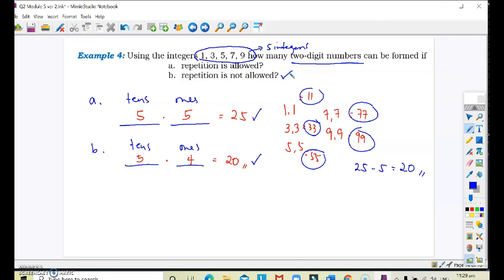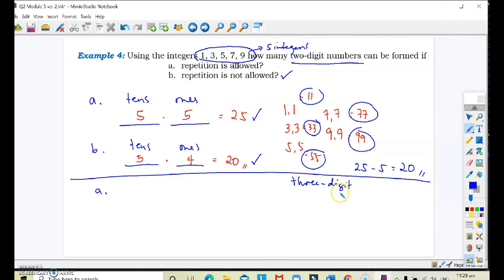Do you get that? So, let's try another scenario. What if we're asked to identify first a 3-digit number this time? But you're supposed to use the same numbers, 1, 3, 5, 7, 9. We're going to form a 3-digit number, and this time, let's answer letter A. We stick to that. Repetition is allowed. So we have the hundreds digit, the tens digit, and the ones digit. So we have 3 blanks. If repetition is allowed, how many choices do we have for the hundreds place? If we are supposed to use the integers given, yes, we have 5 choices. 5 choices also for the tens digit and 5 choices also for the ones digit. That will give us how much? 125. So there are 125 3-digit numbers that we can form if repetition is allowed.